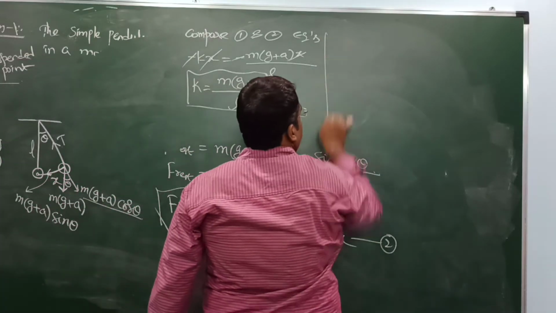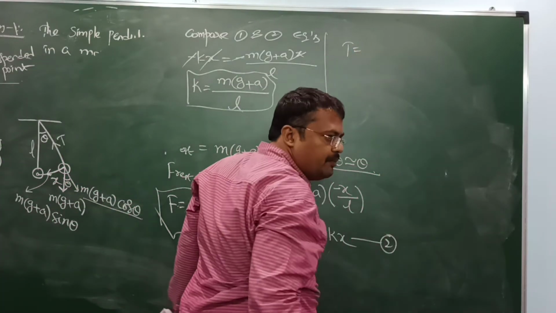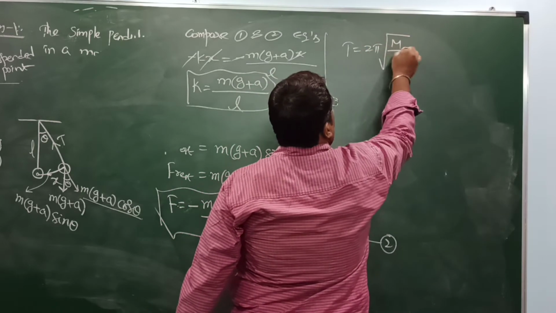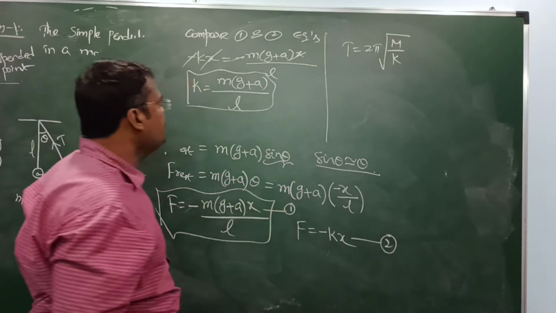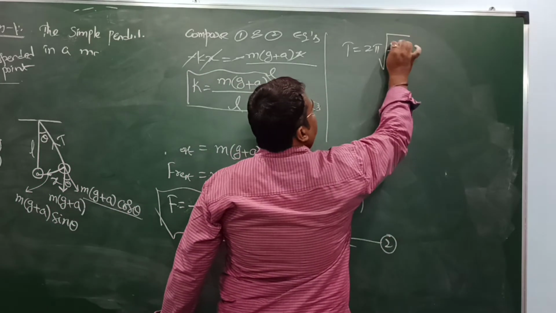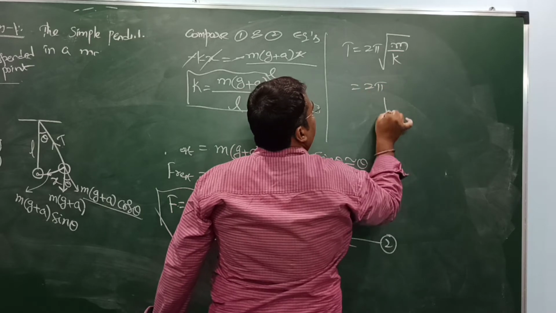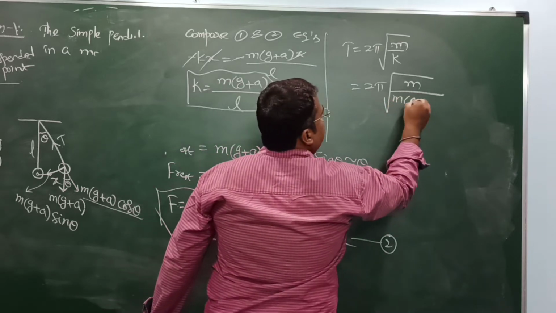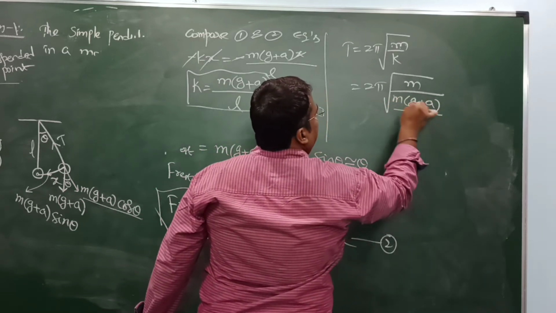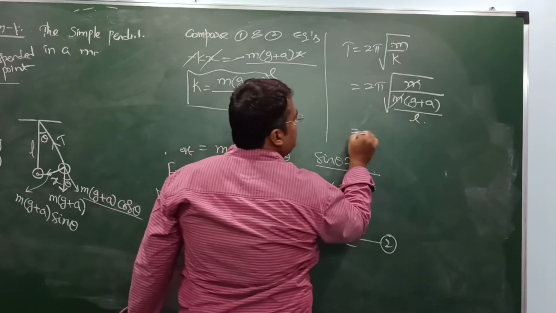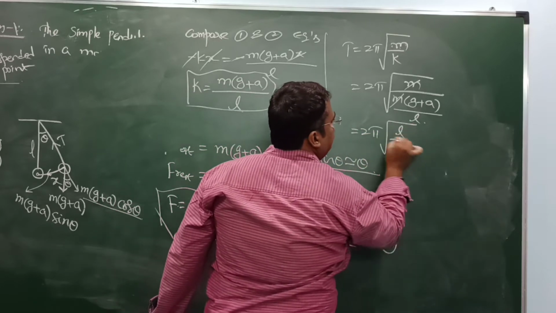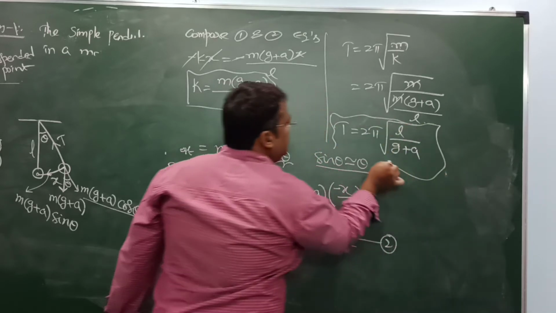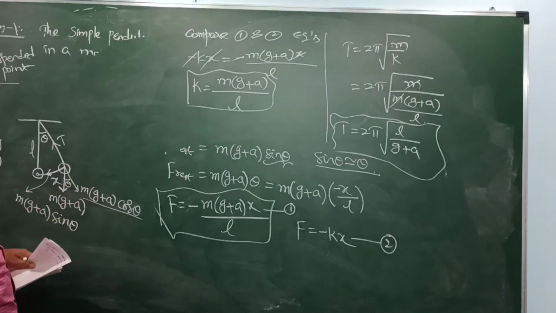Now let us take the standard formula of simple harmonic motion. T is equal to 2 pi root m divided by k. Now let us substitute that: T is equal to 2 pi root m divided by k, which is m into (g plus a) divided by L. m will get cancelled. That is equal to 2 pi root L divided by (g plus a). That is the time period of a simple pendulum in simple harmonic motion.